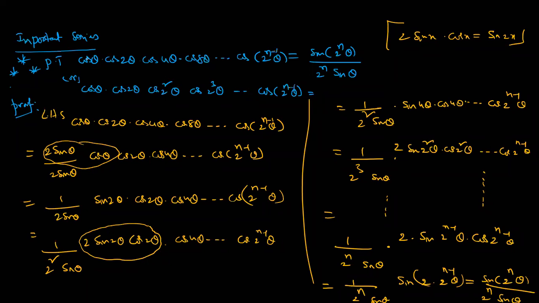So in this case, how many times? This is the 2 power 0 theta, 2 power 1, 2 square, 2 cube, and so on, 2 power n minus 1 theta. I will give an example, you can get the idea.